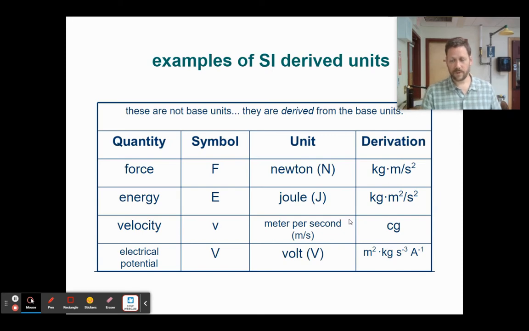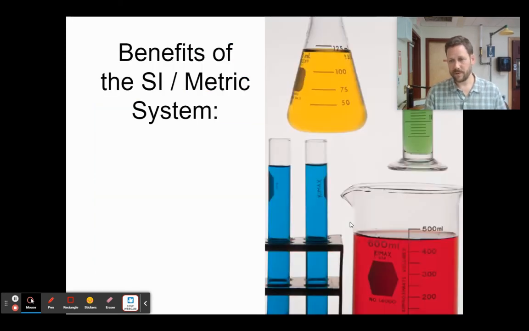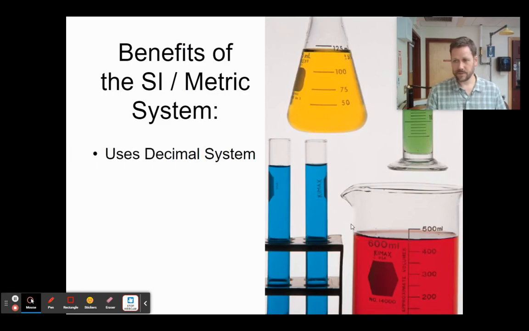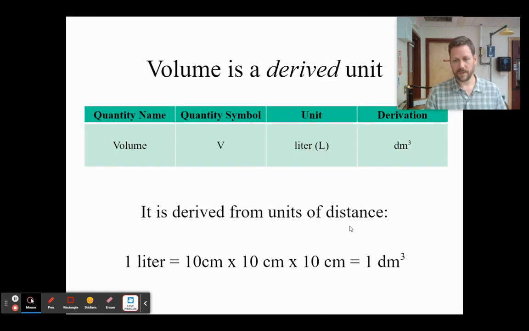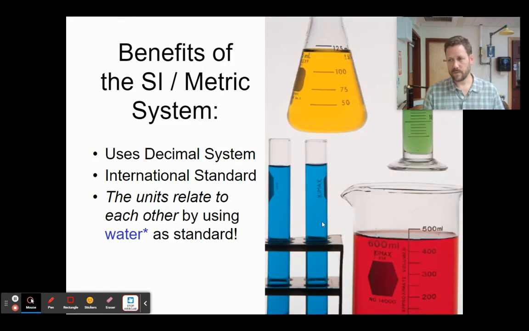In the next video, we're going to talk about an important derived unit, and one of the reasons the metric system or the SI system is so helpful is that we're going to relate units to each other in this way. So the units of mass and distance and volume can all be related. So we'll save that for the next video.